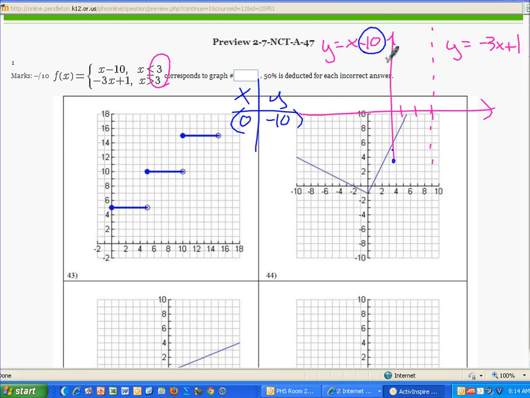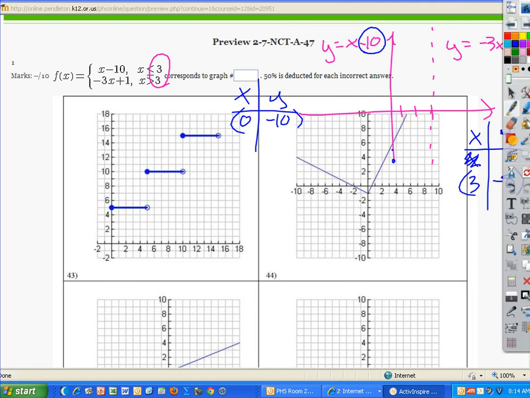What about this side? Over here, well, if I make a t-table, I could pick a value like, I don't know, even 3, how about? If x is 3, and I plug 3 in for x, what do I get for y? -3 times 3 is -9, plus 1 is -8. So 3, -8, and the slope is -3. That's not bad to find, right? There's a point that it goes through. Let's just go find that one.